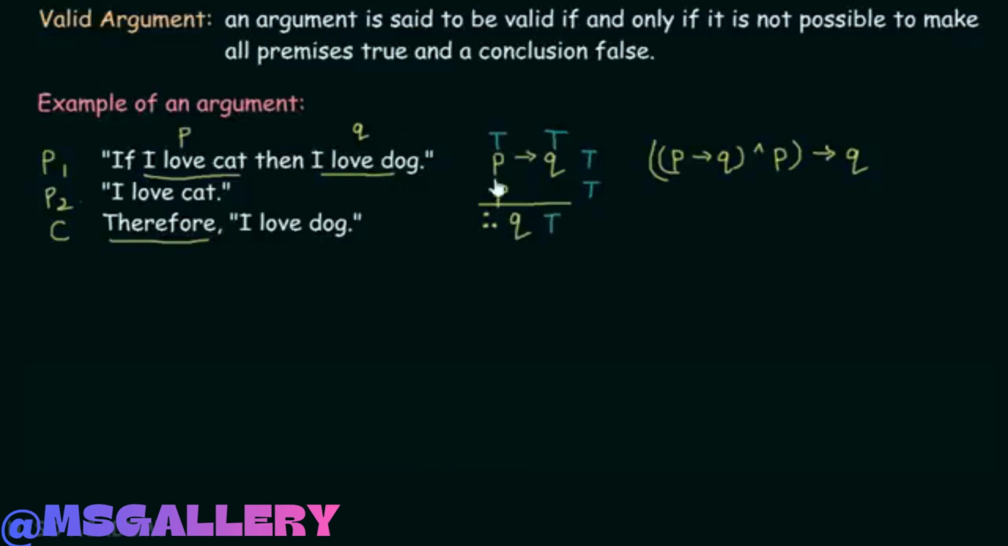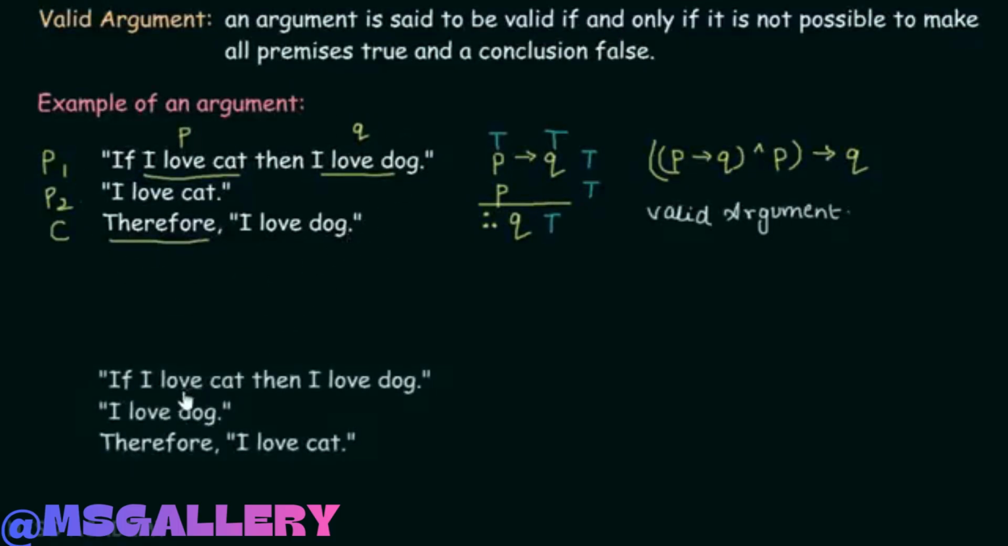As there is no way we would be able to make conclusion false by taking premises true, hence we can say that this argument is a valid argument, right? This is just another way of representing this argument. P implies Q and P. Why I'm writing and over here? Because these two premises must be true, right? It is not the case that one premise is true and the other one is false, right? So these two premises must be true and conclusion must also be true. So we can conclude that this whole argument is a valid argument.